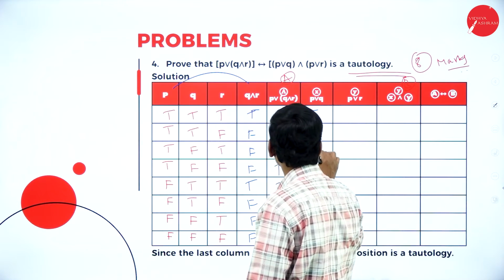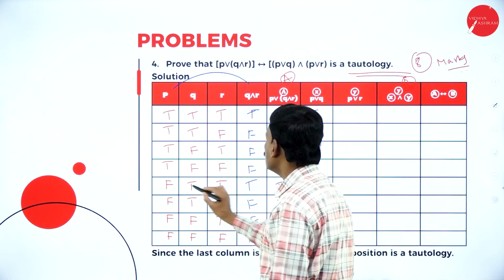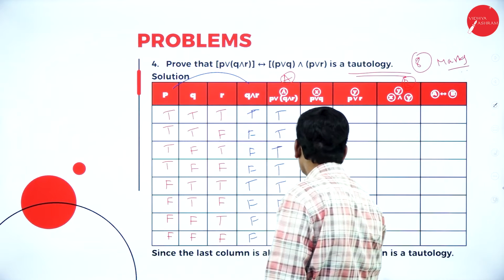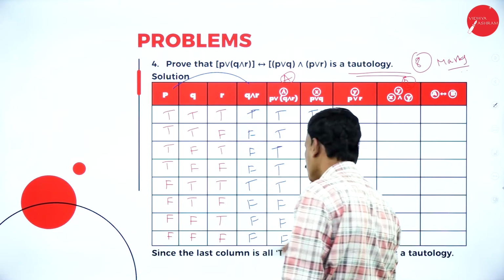Then true and false is also true. True and false is also true. False and true is also true. False and true is also true. False and false is false. Again false and false is false.